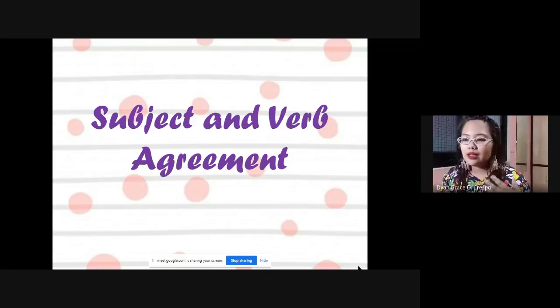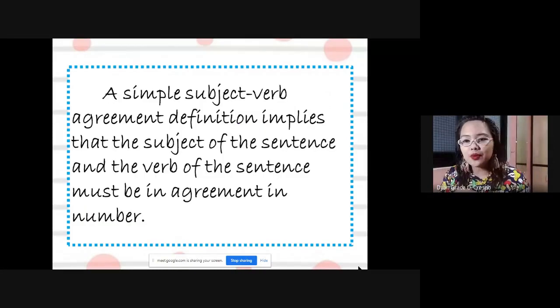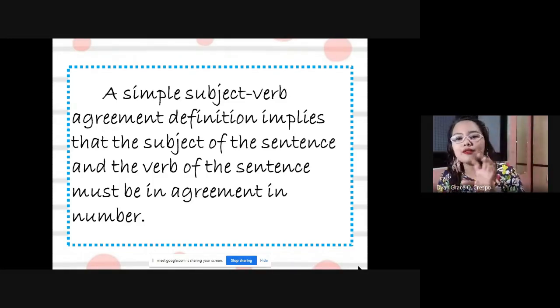Subject and verb agreement. There is a simple rule in subject and verb agreement. The verb must agree. Verb agreement implies that the subject of the sentence and the verb of the sentence must be in agreement in number, which means there are only two numbers in grammar. One, the singular, and two, the plural. So that is an important thing. In subject and verb agreement, a singular subject must have a singular verb. A plural subject has a plural verb.